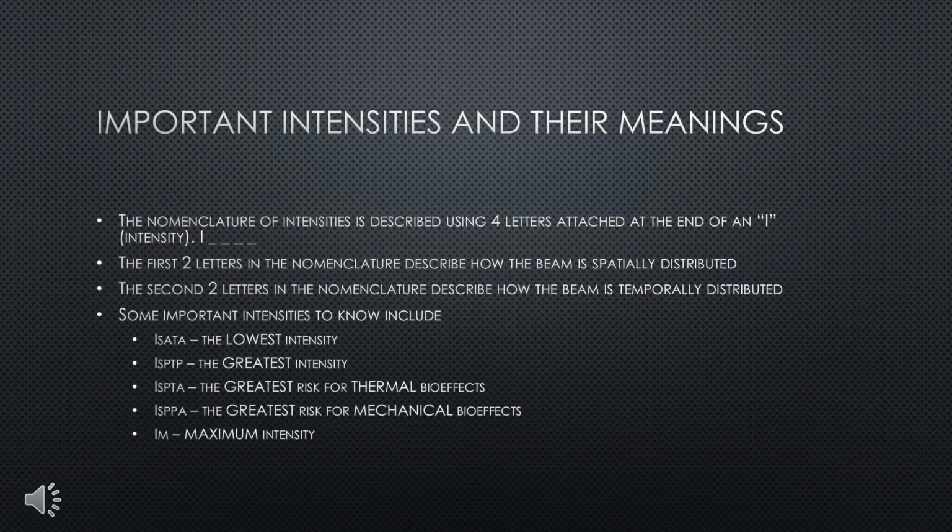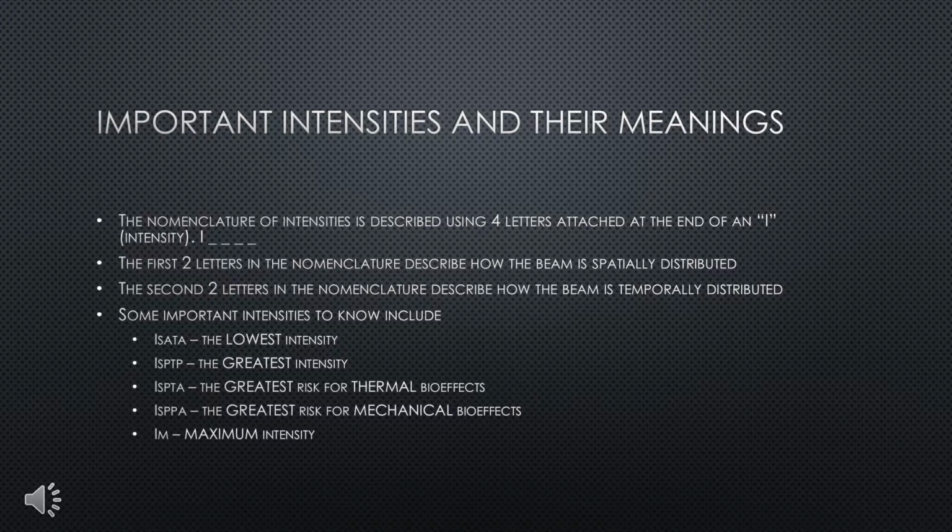So it's important to understand what some of the important intensities and their meanings are. So the nomenclature of intensities is described using a four-letter phrase attached to the end of an I, which of course the I stands for intensity. The first two letters of that four-letter nomenclature are always how the beam is spatially distributed. And the second two letters of that nomenclature are always how the intensity is temporally distributed.